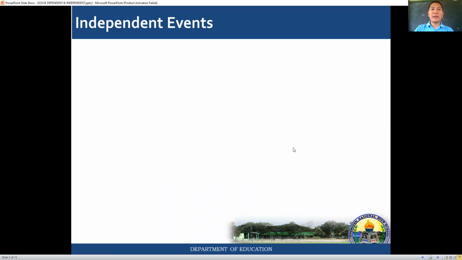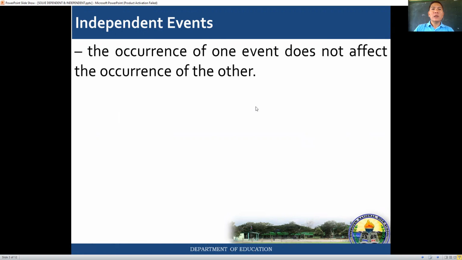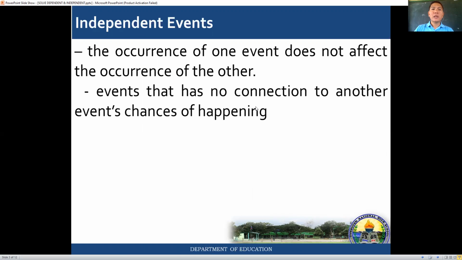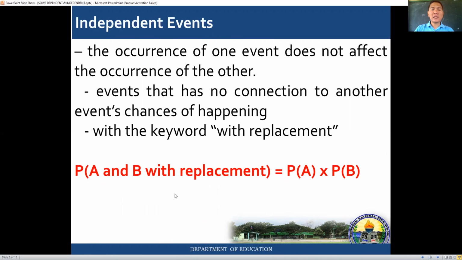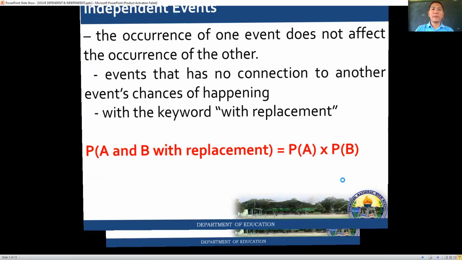So what is an independent event? Independent events is that the occurrence of one event does not affect the occurrence of the other. These are events that have no connection to another event's chances of happening. So there is no connection between these two events. That is why they are considered independent events. And this uses the keyword with replacement. To solve for independent events, the probability of A and B with replacement is equal to the probability of A times the probability of B.